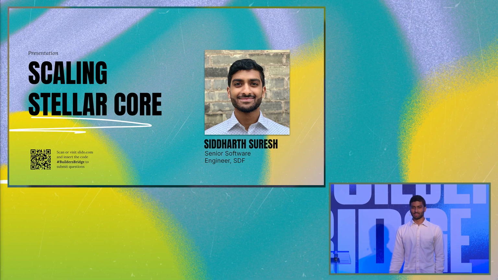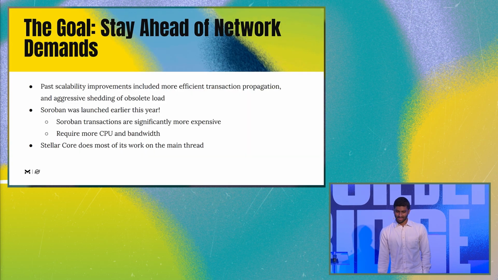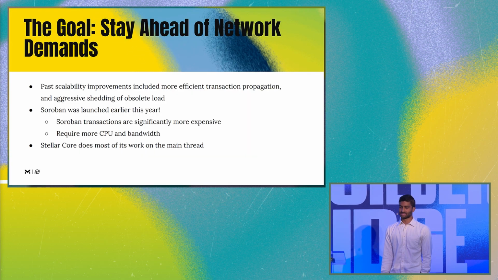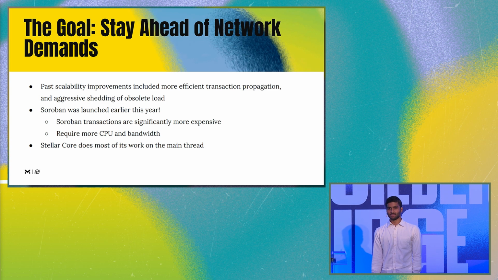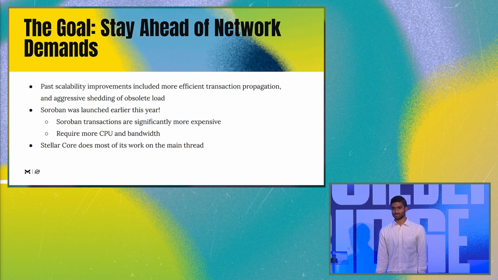I'm a senior software engineer at the SDF, and today I'll be speaking about the work we put into scaling Stellar Core. Our main goal is to ensure that we stay ahead of block space demand. In the past, we focused on network-related scalability improvements, such as efficient transaction propagation and aggressive load shedding. But earlier this year, we launched Soroban, and Soroban transactions can be a lot more expensive in terms of networking and CPU demands.